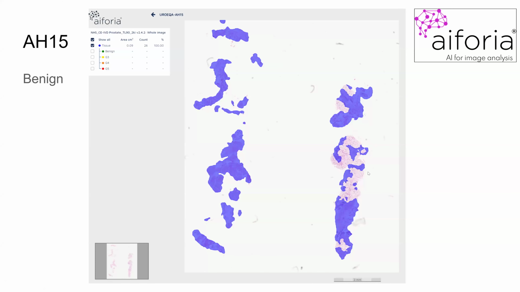And the AI said, well, luckily it was all benign tissue. You can see that it's highlighting the blue, which is the prostate tissue, and the stuff which it doesn't recognize as prostate tissue, it's not highlighting.